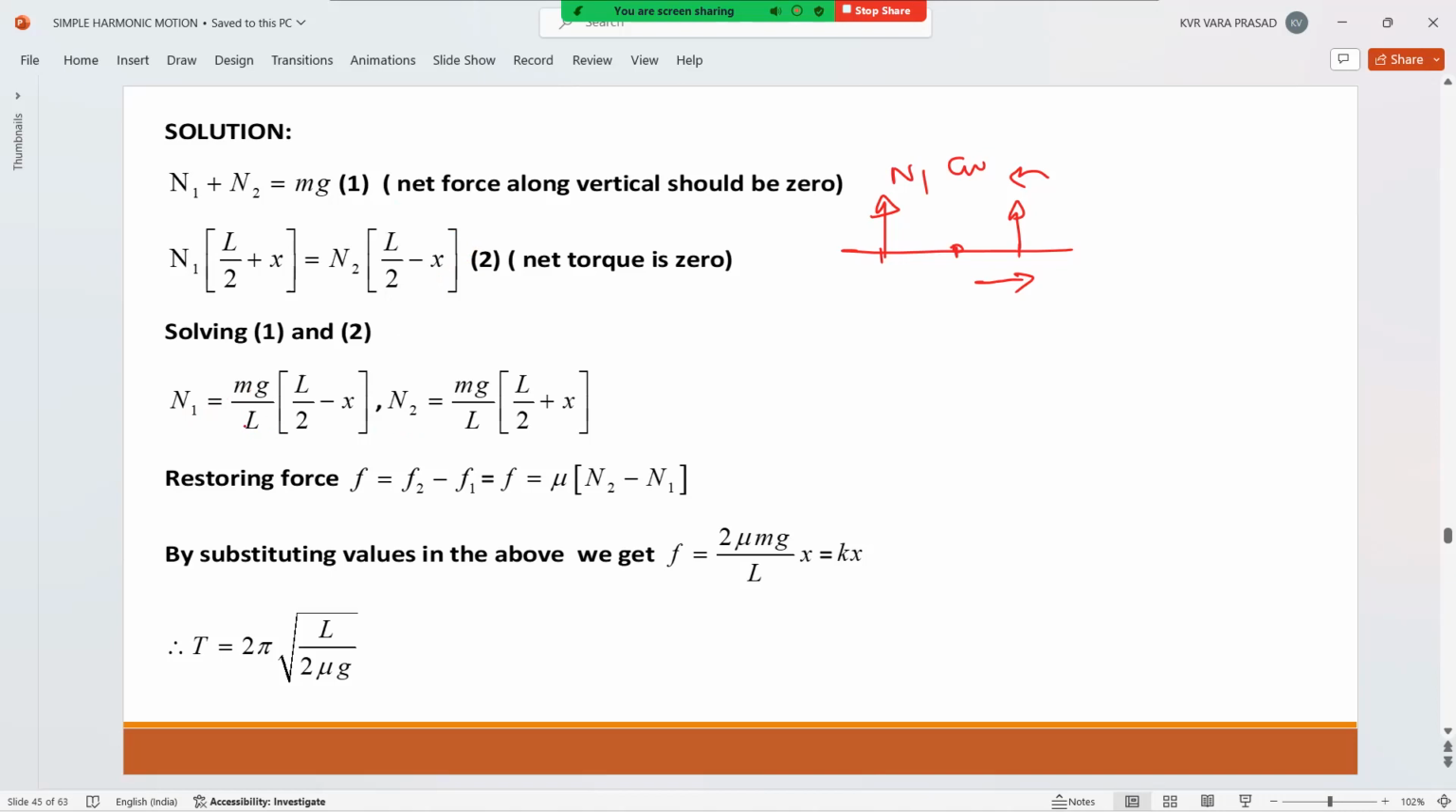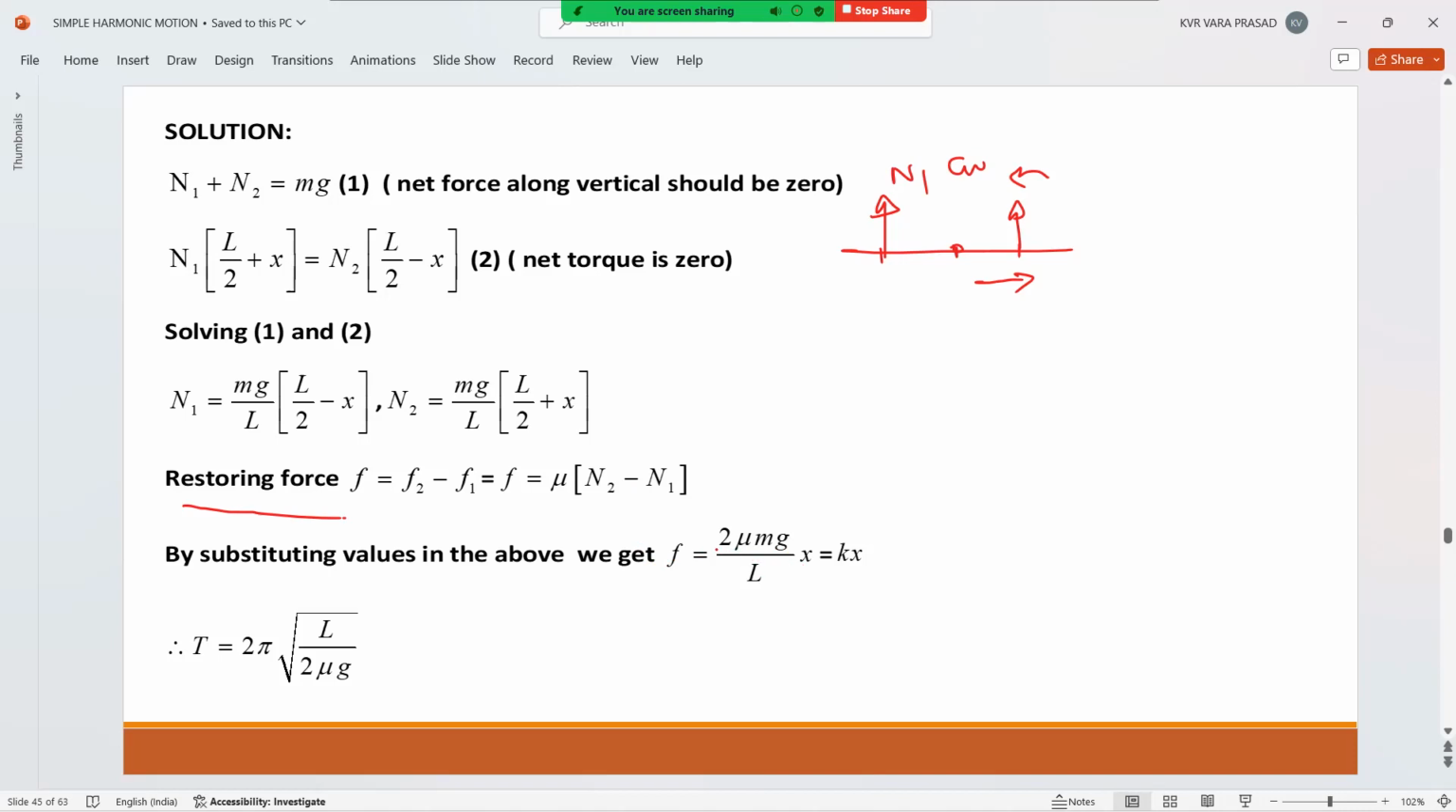N1 is mg by L into (L by 2 minus x), N2 is mg by L into (L by 2 plus x). So after having N1 and N2, now we calculate the restoring force, that is F2 minus F1. So take mu into (N2 minus N1). Substituting values in this, we get F equal to 2 mu mg by L into x. So it is of the form F equal to K into x.